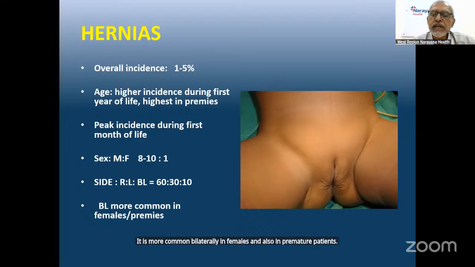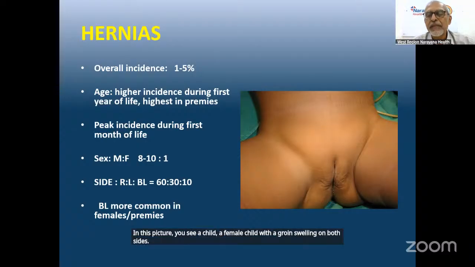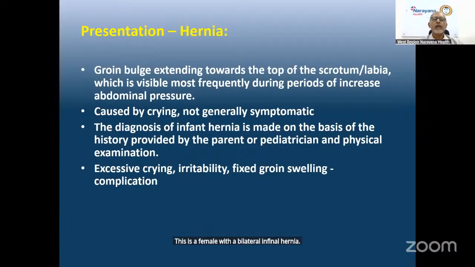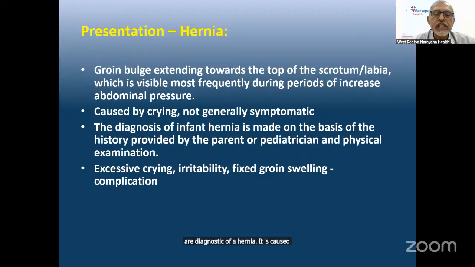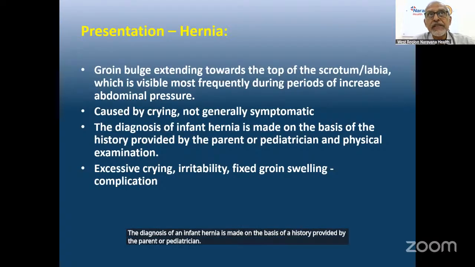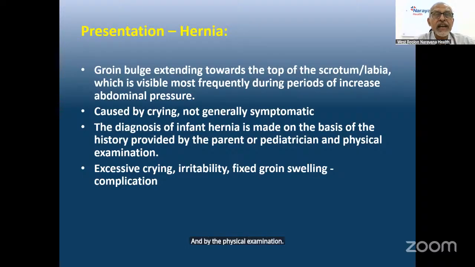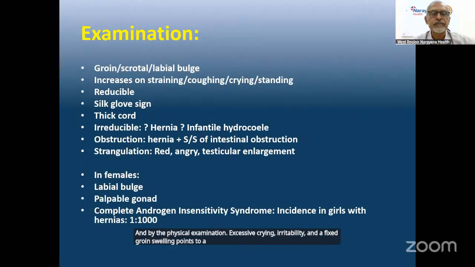In this picture, you see a female child with a groin swelling on both sides. This is a female with a bilateral inguinal hernia. Now, a groin bulge which extends towards the top of the scrotum or the labia, which is visible most frequently during periods of increasing abdominal pressure, is diagnostic of a hernia. It is caused by crying, not generally symptomatic. The diagnosis of an infant hernia is made on the basis of a history provided by the parent or pediatrician and by the physical examination. Excessive crying, irritability, and a fixed groin swelling points to a complicated hernia.